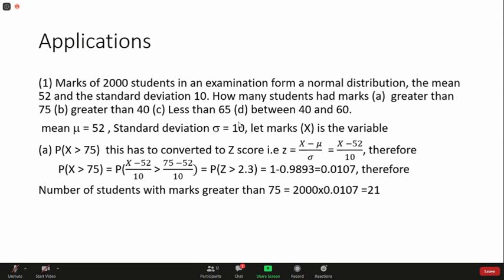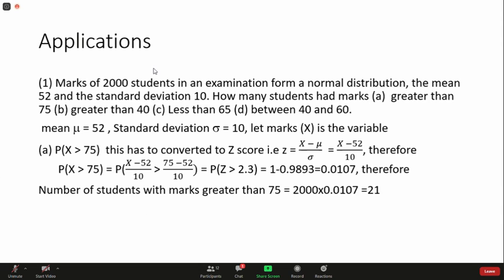First part, greater than 75. You want to calculate how many students had marks greater than 75, right? Likewise, then greater than 40, less than 65. How many students obtained marks between 40 and 60? You can easily calculate. Just take the first part here.